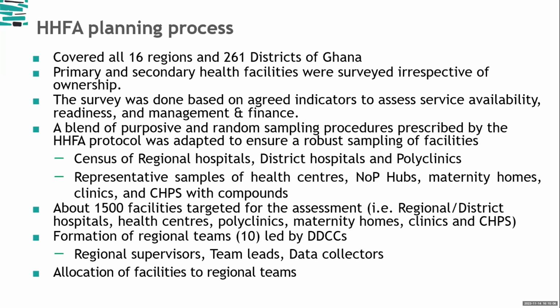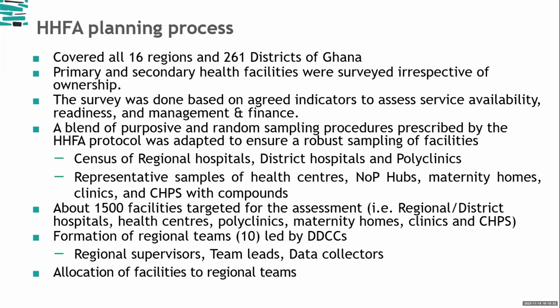So we did a blend of purposive and random sampling procedures. For the regional hospitals, we did a census of all the regional hospitals. And then we did a census of all the district hospitals and polyclinics. And then we did representative samples of health centers, network of practice hubs, maternity homes, clinics, and CHPS compounds. About 1,000 facilities were targeted for the assessment.